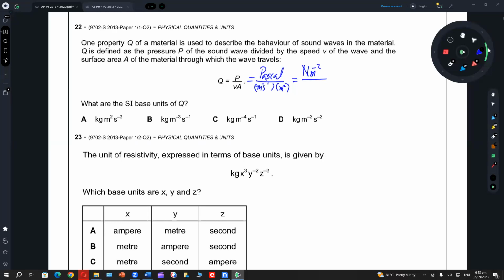In the denominator, there is a meter and a meter square. So it will be meter cube S minus 1. If I take this meter up, it will be minus also. So Nm minus 2, I'm taking them up now. Meter minus 3 and S will be plus 1.